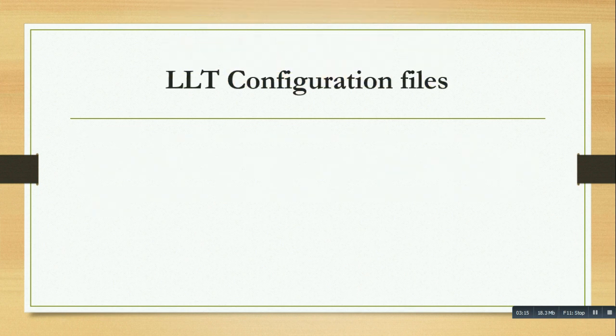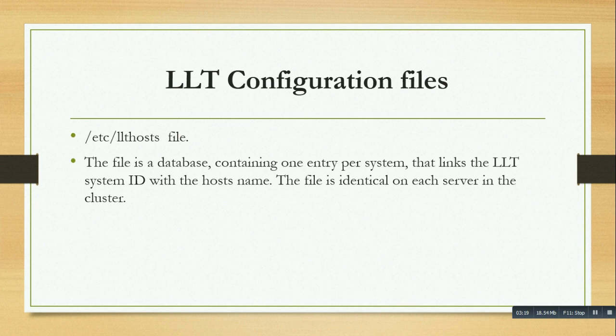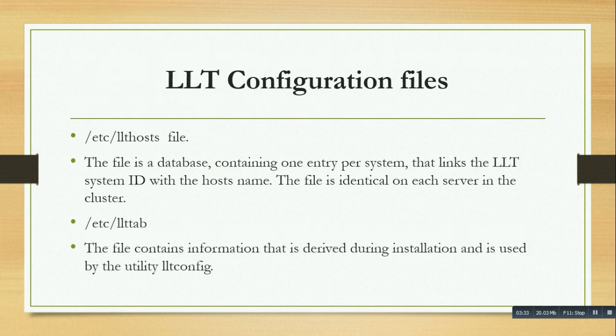LLT configuration file. This is an LLT configuration file. This file is a database containing one entry per system that links the LLT system ID with the host name. The file is identical on each server in the cluster. And /etc/llttab, the file contains the information that is prepared during the installation and is used by the utility lltconfig.